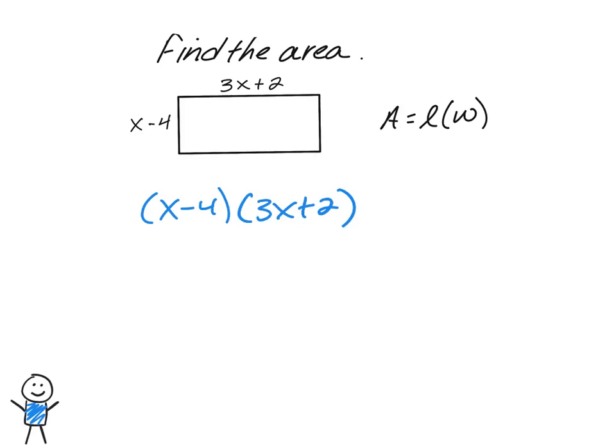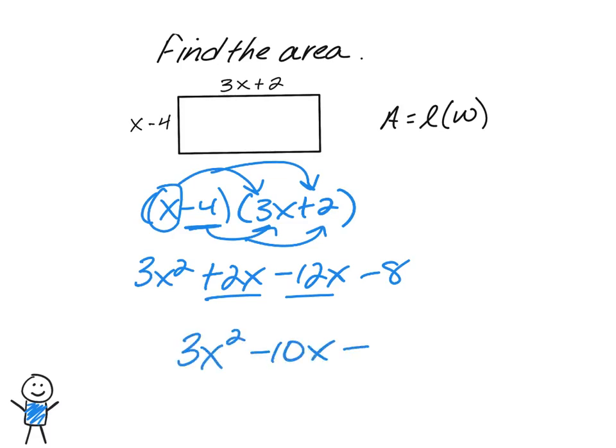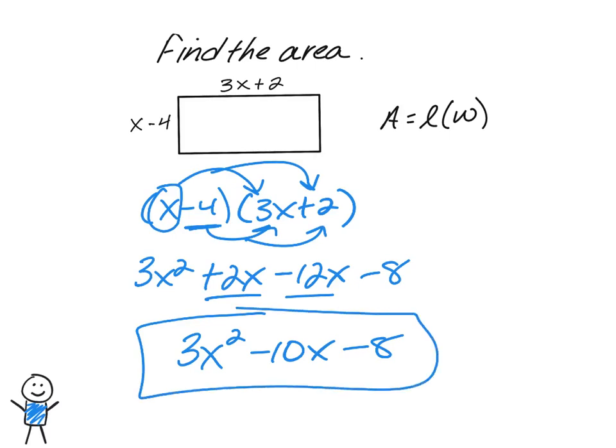You're multiplying two polynomials. So take your first term, which is an x, distribute it to both terms in the right polynomial. X times 3x is 3x squared. X times 2 is 2x. Now don't forget to come back, take the second term, which is a negative 4, distribute it to both parts. Negative 4 times 3x is negative 12x. Negative 4 times 2 is a negative 8. And then combine your like terms at the end, leaving me with 3x squared minus 10x minus 8, which is the area of that rectangle.